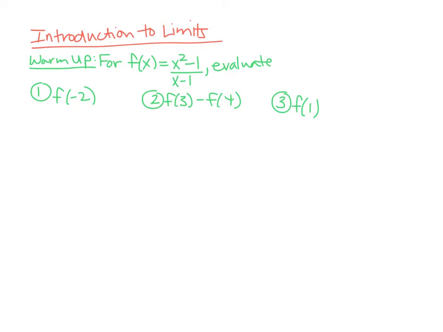Okay, so for number 1 and 2, I'm hoping that these were relatively easy, unless you made sign mistakes, which is usually what people make on this. So for f of negative 2, you should get negative 1. You're basically just substituting in negative 2 for x. For number 2, f of 3 is going to be 4. You substitute in 3 for x. f of 4 is going to be 5. You end up getting negative 1 also. Okay, so hopefully you got those two right.